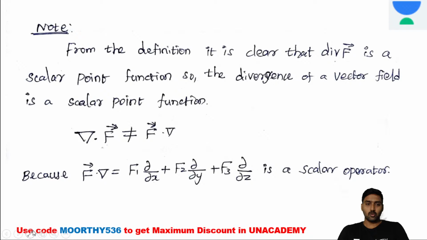Then one more thing we need to remember: del dot f vector is not equal to f vector dot del. Both are different, right? Because f vector dot del is equal to f1 into ∂ divided by ∂x plus f2 into ∂ divided by ∂y. So we are not multiplying any function here. So it's a scalar operator.